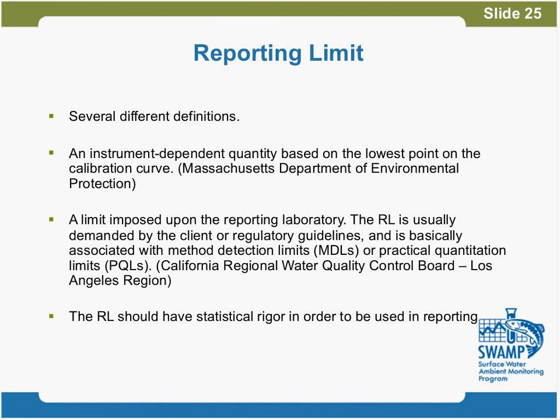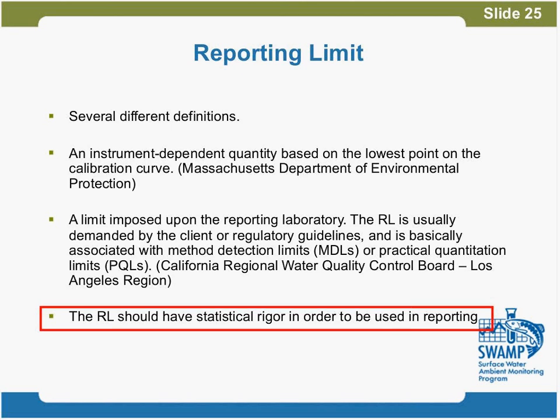Reporting limit is set by the program or the project, not by the laboratory. The important thing with the reporting limit to remember is that it needs statistical rigor in order to be used in reporting, along with tying it to the data use. You need to ensure that it has statistical rigor. If it does not have statistical rigor, you need to have a good reason why. And we would get into that discussion in Reporting Limits 102.